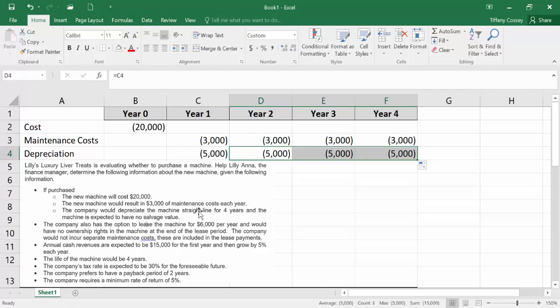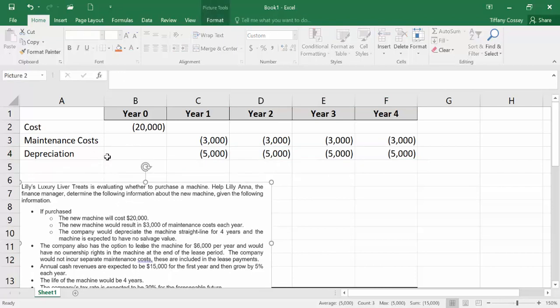Okay. Then it says the company also has an option to lease the machine for $6,000 per year and would have no ownership rights in the machine at the end of the lease period. The company would not incur separate maintenance costs. These are included in the lease payments.